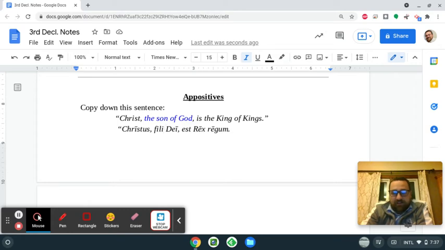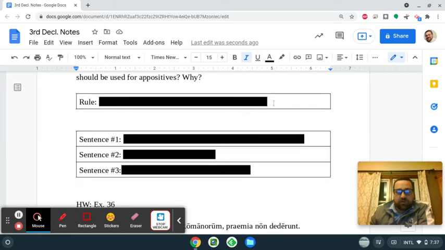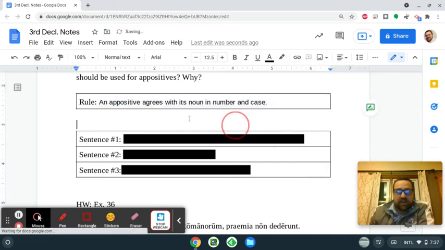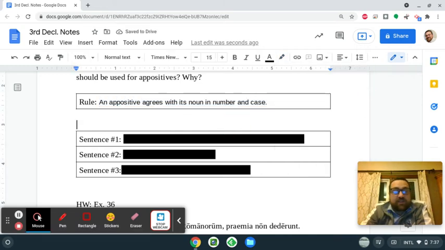All right, now that you're back, I'm going to give you the rule. The rule is: an appositive agrees with its noun in number and case. An appositive agrees with its noun in number and case. Please write that down.